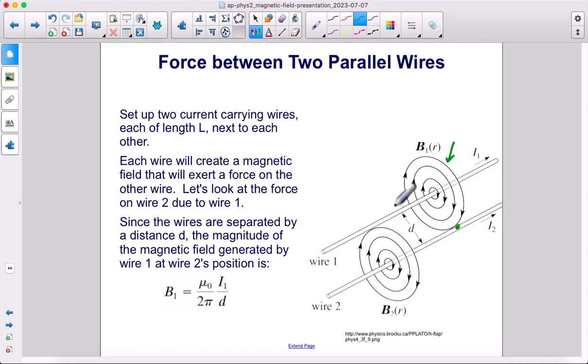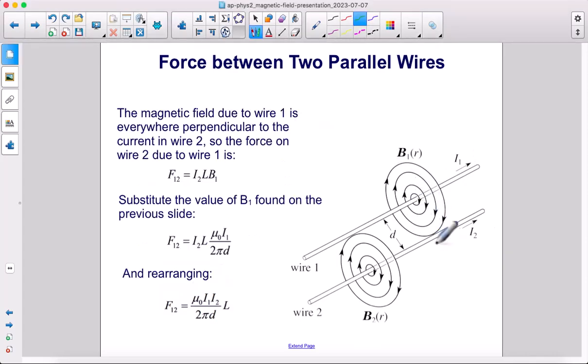wire. Since the wires are separated by a distance d, the magnitude of the magnetic field generated by wire 1 at the location here is given by this equation. The strength of the field at this distance away from this wire is mu naught I1, because it's the current in this wire that's generating the field, over 2 pi d. The magnetic field due to wire 1 is everywhere here that it hits wire 2, it's perpendicular, and actually it's pointing straight down at that location.